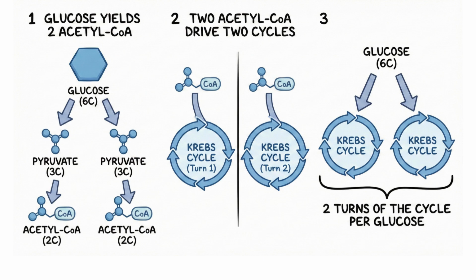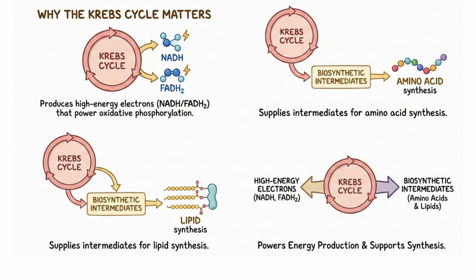This cycle is very important because it produces high-energy electrons like NADH and FADH2 that power oxidative phosphorylation. And also, it supplies intermediates for amino acid and lipid synthesis. So that's it for the Krebs cycle.